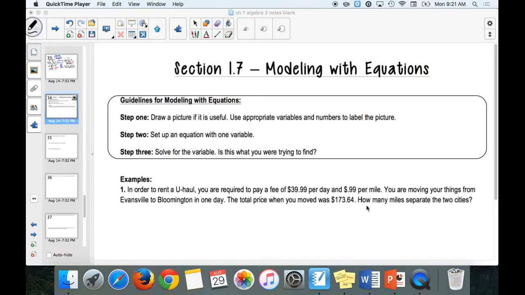So first of all, we're going to draw a picture if it's appropriate. We're going to use variables that make sense. So like area is going to be A, base is going to be B, right? We're going to set up an equation with one variable, and then we're going to solve for the variable. Is it what you were trying to find?